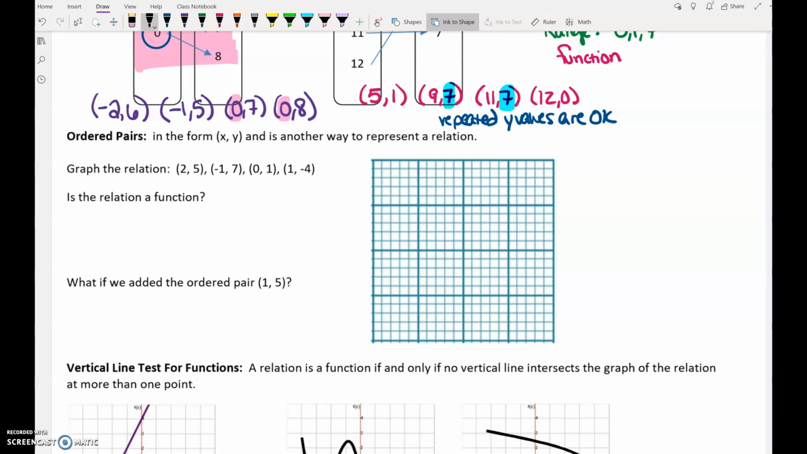Okay, so take a moment and graph these 4 points, and let's see if this relation is a function. So the point 2, 5. 2, it is 5. Because there's no repeated x value. Perfect. This point, -1, 7. 0, 1. 1, -4.